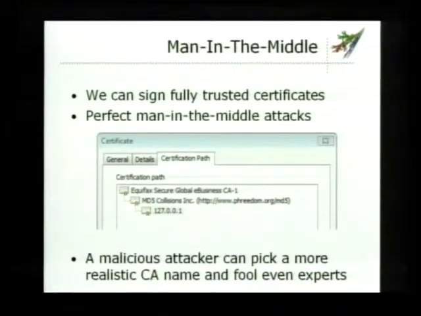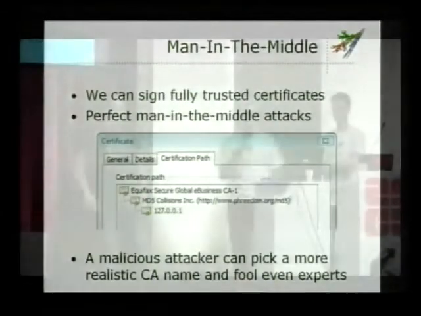So I already went into this a little bit, but this is an example if you haven't gone to the website or you don't have a laptop. This is what the chain looks like. There's a couple of interesting things here. One is that it's valid. That's probably obvious. But the other is that we named our certificate authority MD5 Collisions Incorporated.